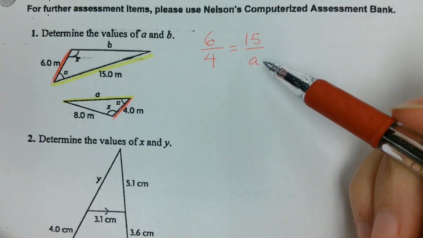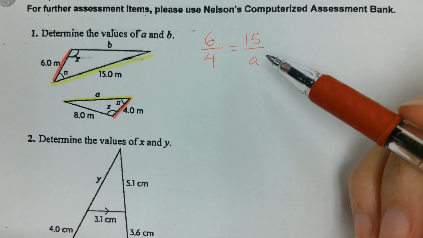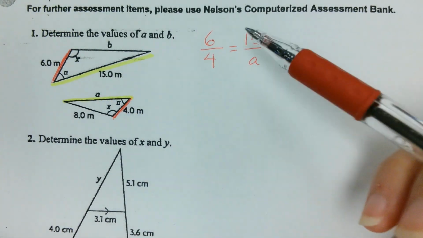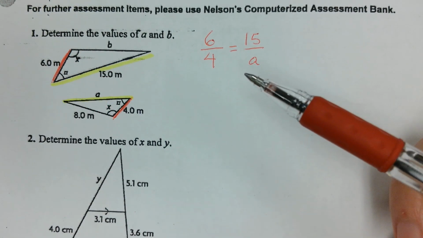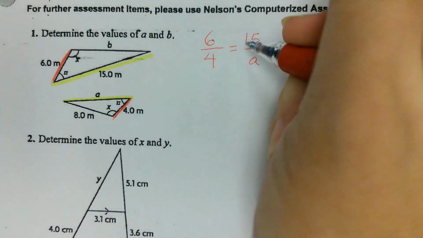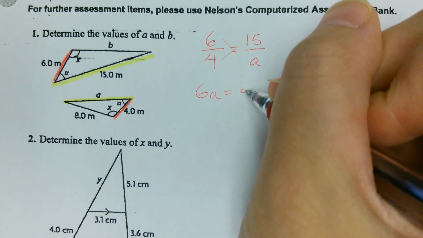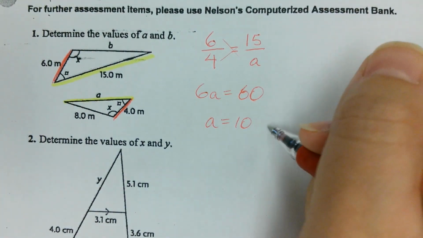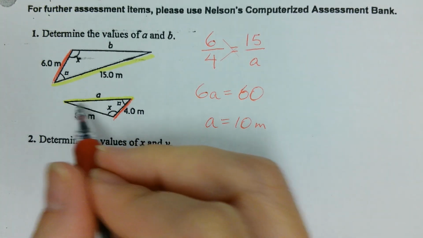Okay. How do I know it's 15 over A and not A over 15? Yep. Put the bigger one first for the 6. So if I started with this triangle, I have to make sure I start with this triangle on the right side as well. That's the number 1 mistake that people make, is they mix up the order. So when you cross multiply, you get 6A equals 60. And so A equals 10. What's my unit? Meters, because it's a length.